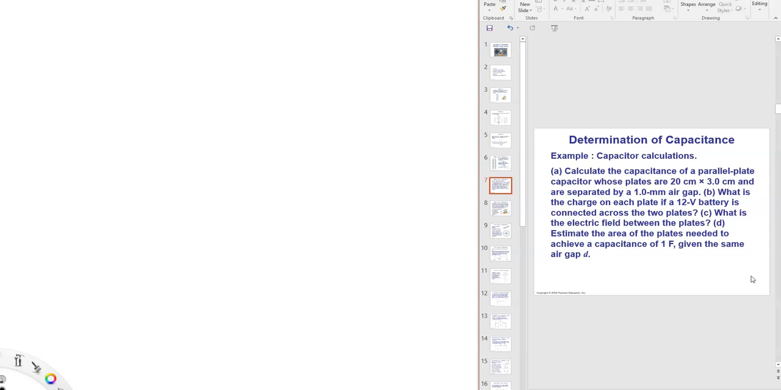Capacitor calculations example. It says calculate the capacitance of a parallel plate capacitor. Why don't you guys go ahead and give it a try first before checking the answer.